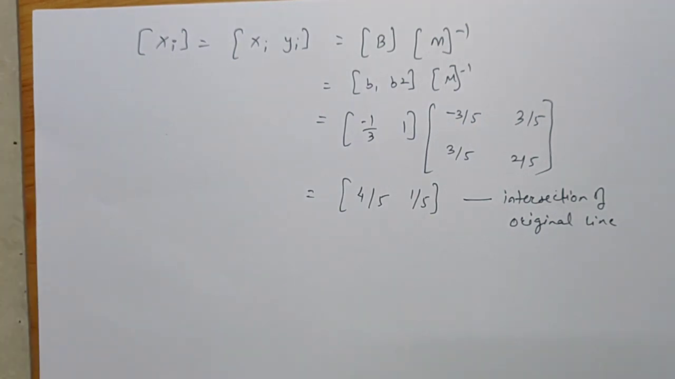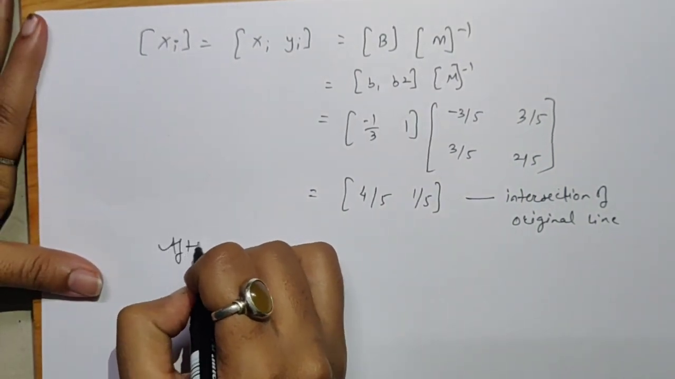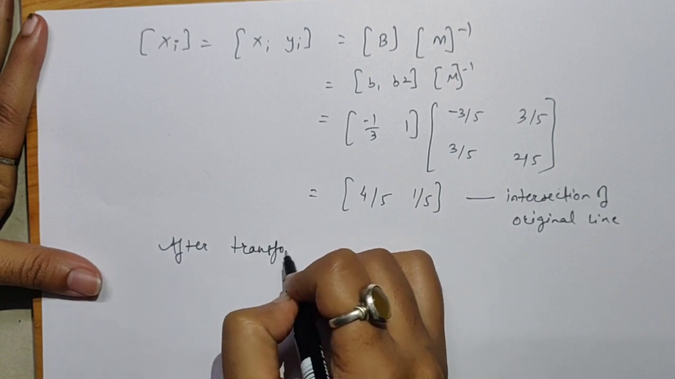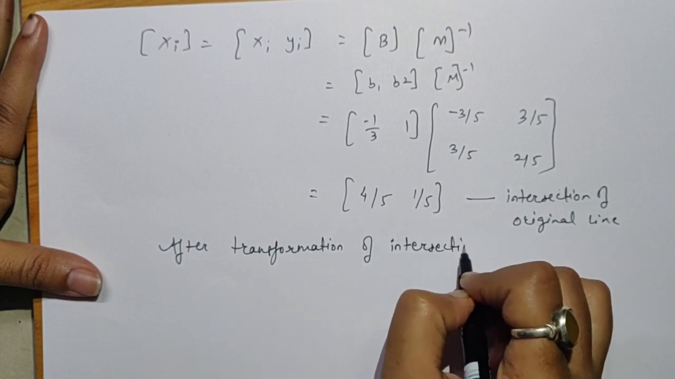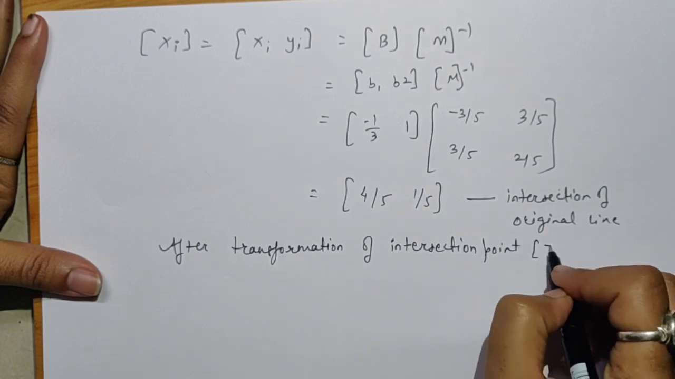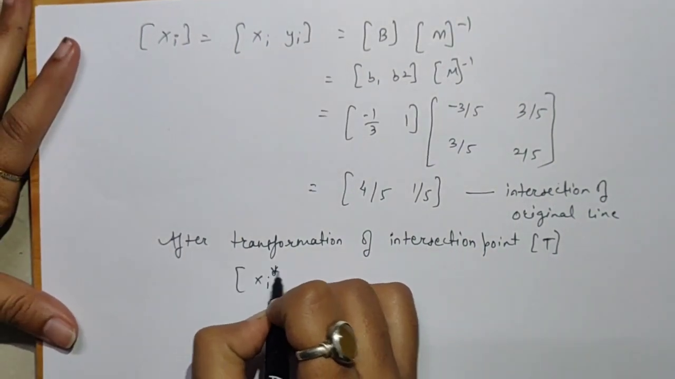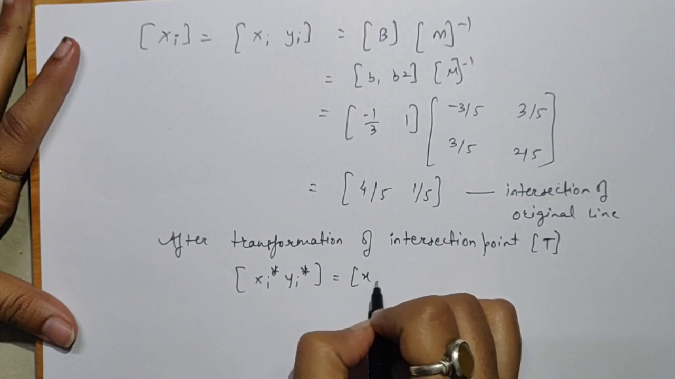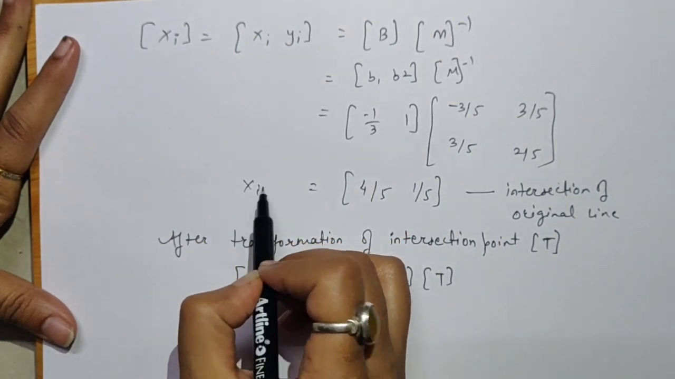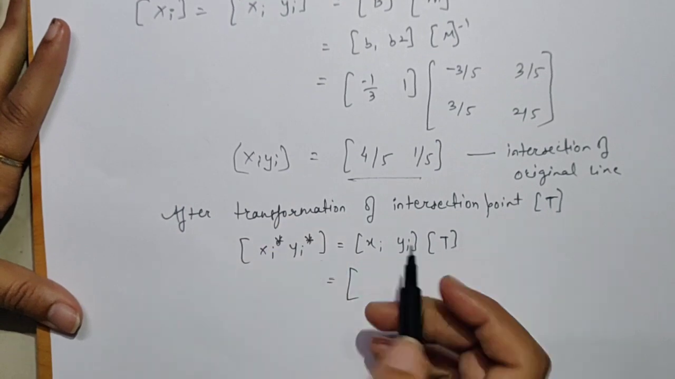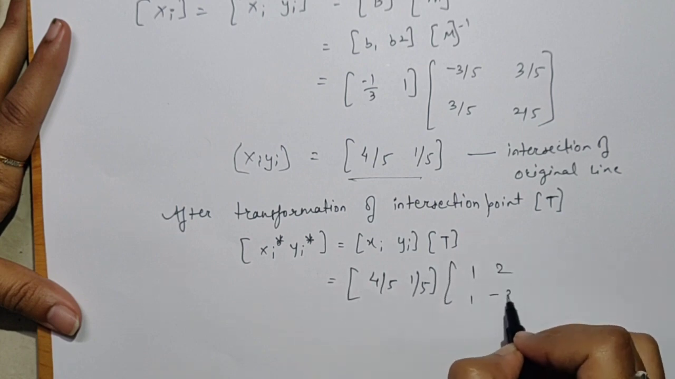Now, after transformation of intersection point by T, the transformed point (XI star, YI star) will be (XI, YI) into T. So we have got XI YI here. This is our XI YI. We will take this XI YI and our transformation matrix as 1, 1, 2, minus 3.